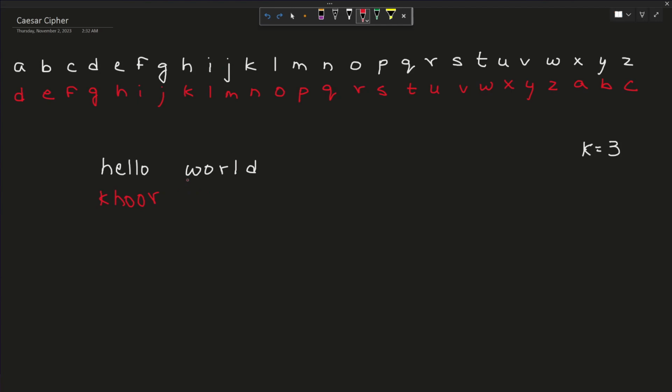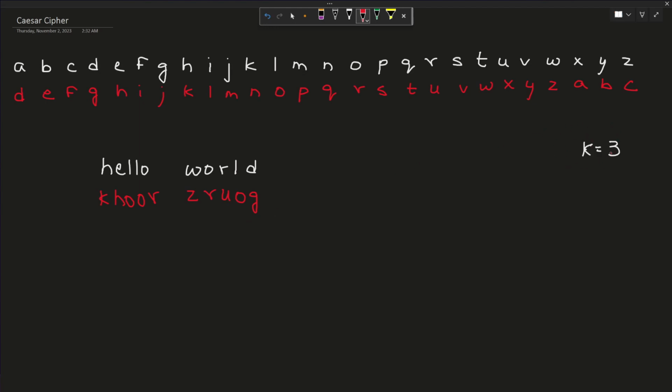And the same going to look at world. W would be replaced with Z, O would be replaced with R, R would be replaced with U, L would be replaced with O, and D would be replaced with G. So this is hello world as a plain text, and after encrypting it using Caesar cipher, where our key is 3, this is the encrypted text or cipher text that we are getting.